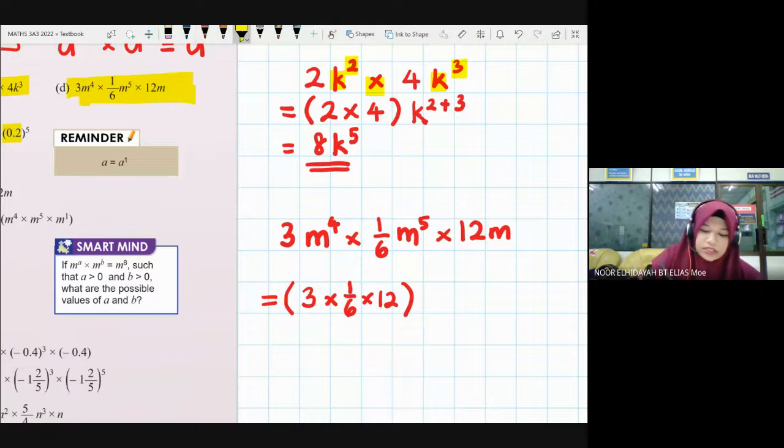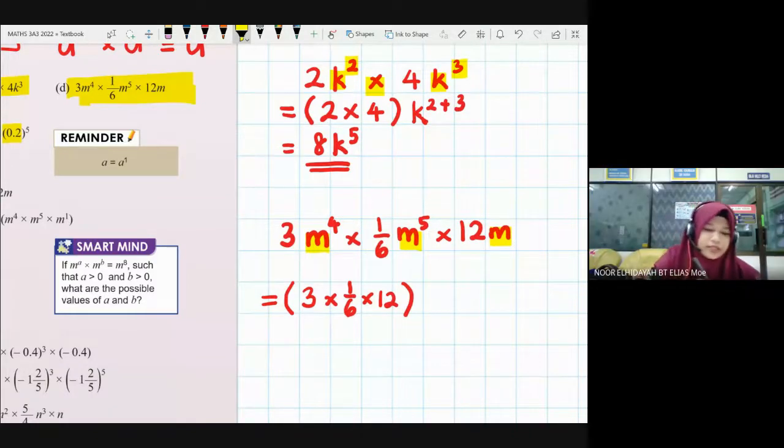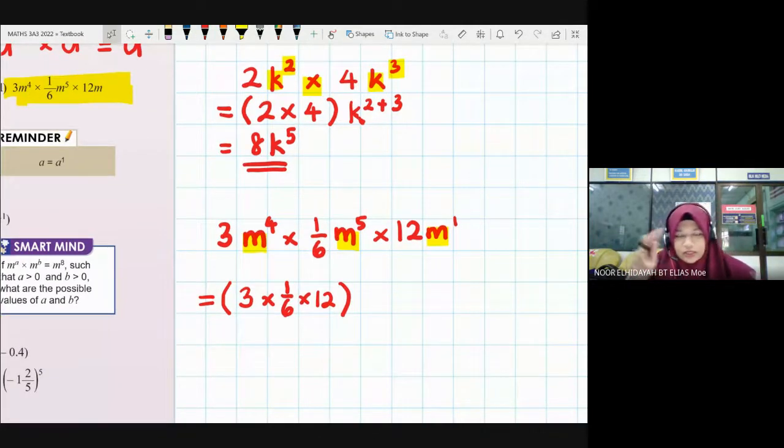Dan kita tengok di sini base dia base yang sama iaitu M. Cuma sekarang ni 12M. Apa dia punya index untuk 12M? 1, teacher. Ya, 1. Okay, so tulis. Walaupun awak dah tahu, awak tulis, supaya nanti awak tak tertinggal nak tambah tu. Sebelum tu dalam soalan yang asal, M tu dia tak letak apa-apa. So, awak tambah 1 untuk indeks dia. Okay, so M to the power of 4 plus 5 plus 1.